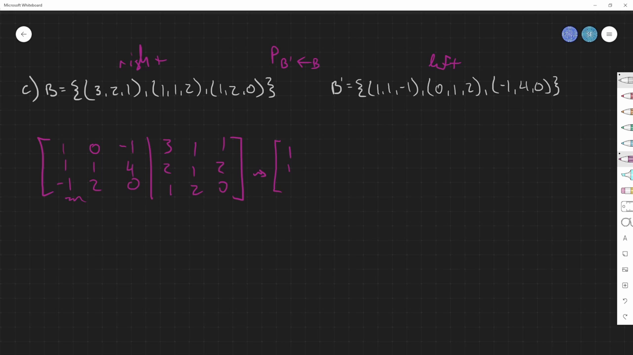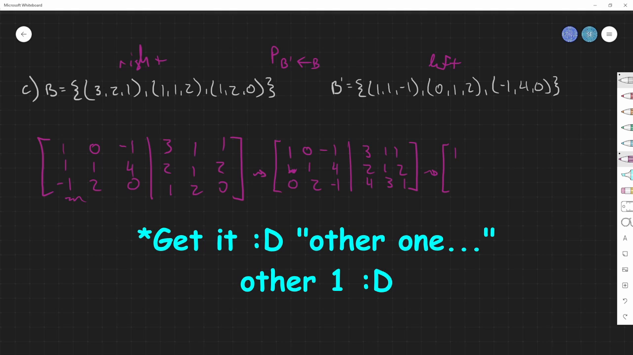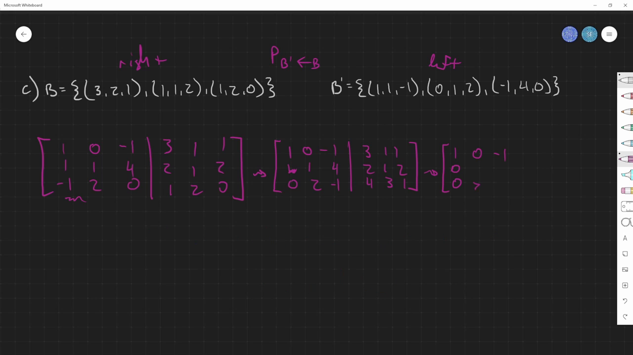So it'll be 1, 0, negative 1, 1, 4, 0, 2, negative 1. Then this would be, the first two remain the same, and then you add them together, so it'll be 4, 3, 1. Now we're going to get rid of these other ones. 3, 1, 1, and then 4, 3, 1.